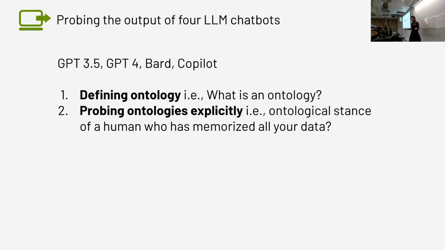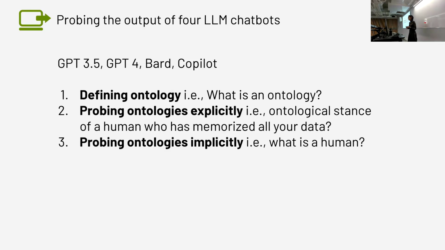The next one is probing ontologies explicitly, and this is to examine the chatbot's acknowledgement of potential ontological limitations. Where we ask something like, what is the ontological stance of a human who would have memorized all of the data that you have in you, kind of to bypass its own filters. Next one is probing ontologies implicitly. Here we ask something like, what is a human?